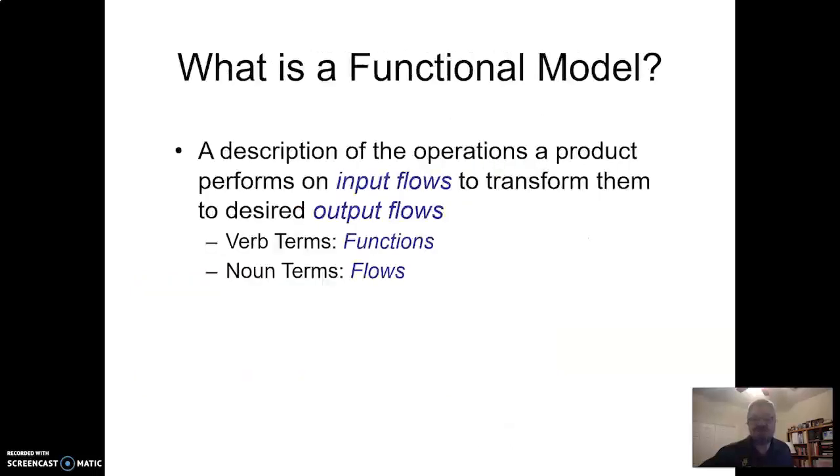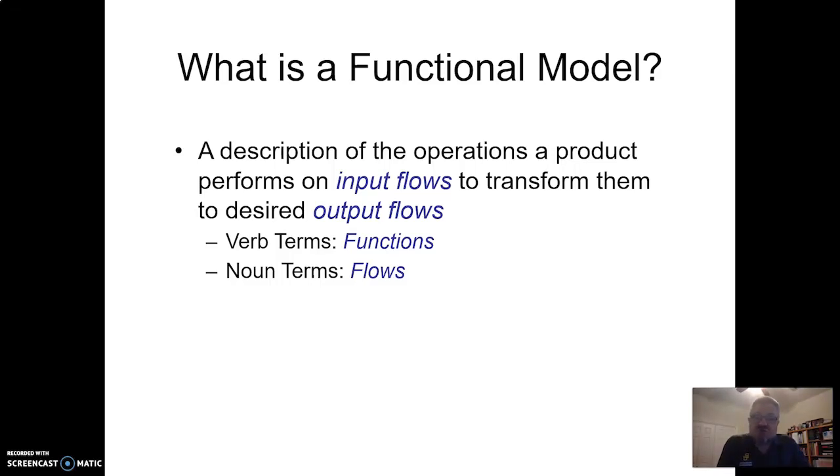A little humor there. So what is a functional model? The idea here is that before you choose parts, before you start drawing, you describe the design with words. And the functional model is a description, a verbal description of the operations a product performs on input flows to transport them to, or transform them to the desired output flows.